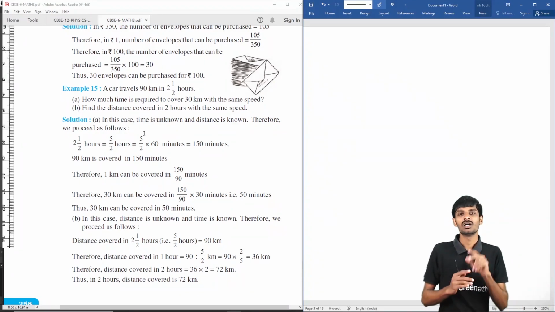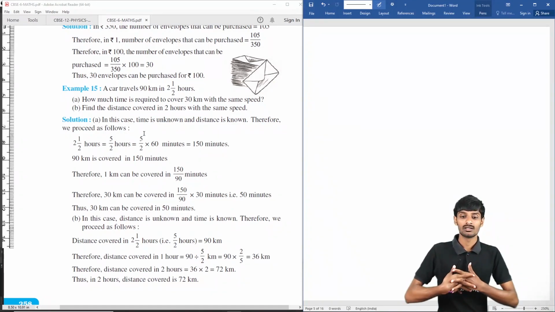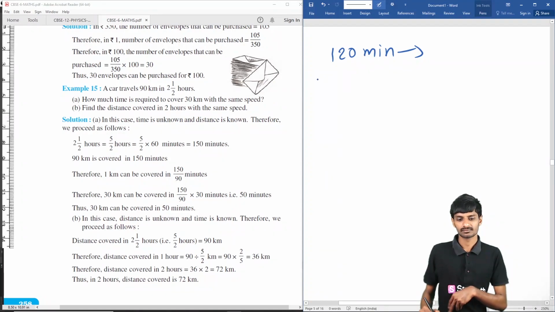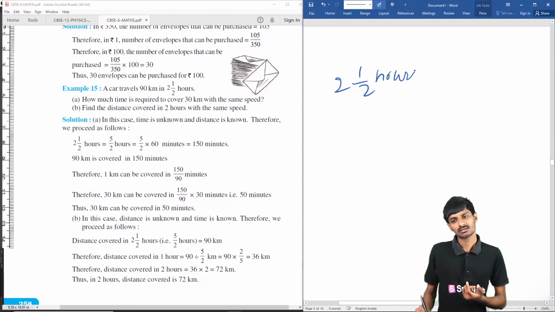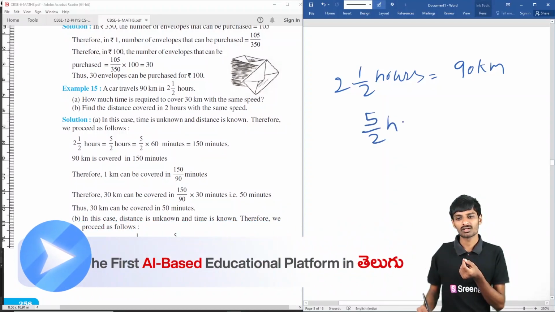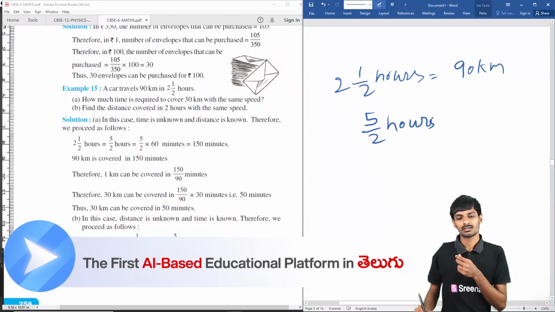Find the distance covered in 2 hours. If it travels for 2 hours, which means 120 minutes, how much distance can it cover? Okay, students. Now, what is the distance traveled in 2.5 hours? That is 90 kilometers. Here 2.5 means 5 by 2 hours. So 5 by 2 hours is 90 kilometers.